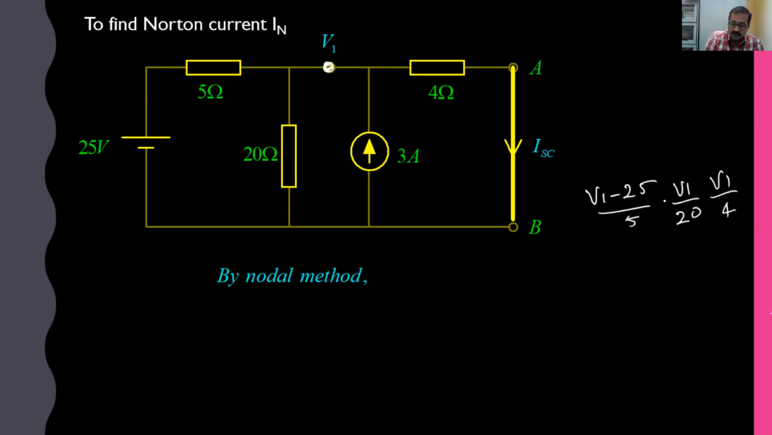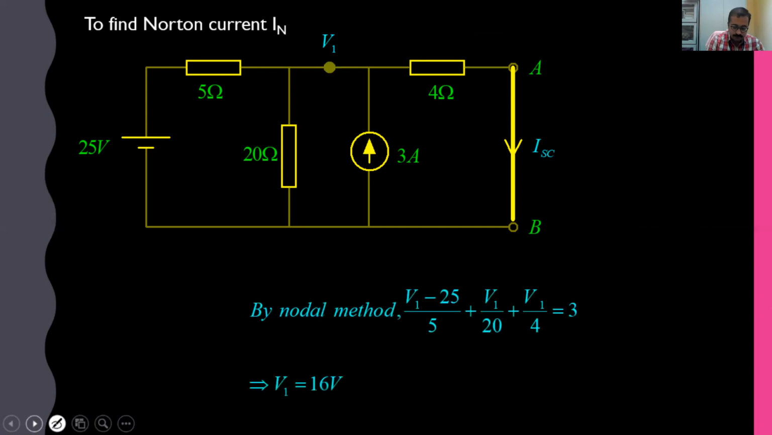Sum of currents leaving must be equal to the sum of currents entering. Do we have any current entering the node? Yes, it is 3 ampere. So it must be equal to 3. If you solve this, you will get V1. Your V1 will turn out to be 16 volt. So in one go you can find the voltage at node V1.